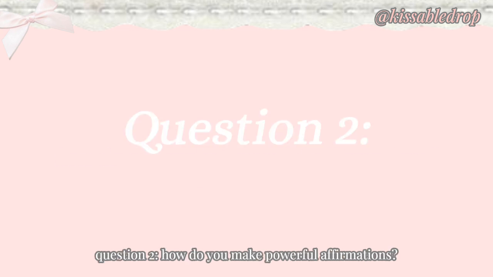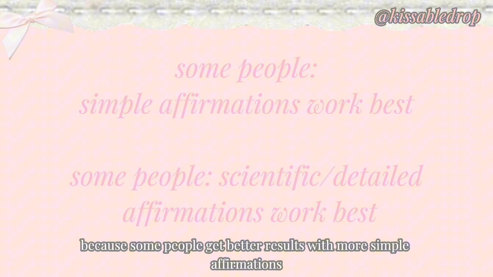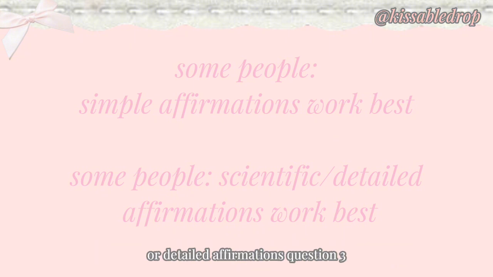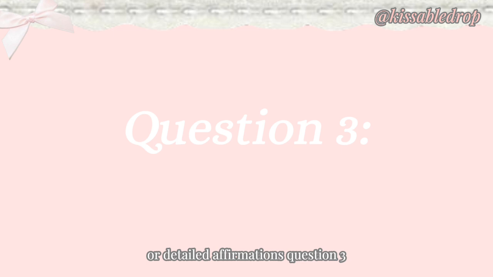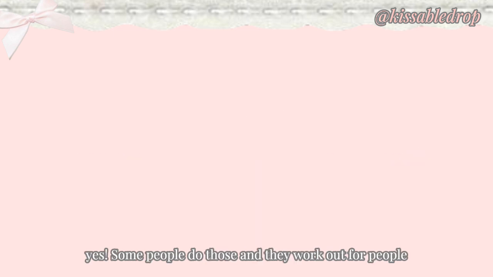Question 2. How do you make powerful affirmations? Powerful affirmations consist of positive, present, and gratitude-filled affirmations. Generally they work the best and are probably the most powerful. Because some people get better results with more simple affirmations and some people get better results with more scientific or detailed affirmations. Question 3. Can you do storytelling type affirmations? Yes. Some people do those and they work out for people.